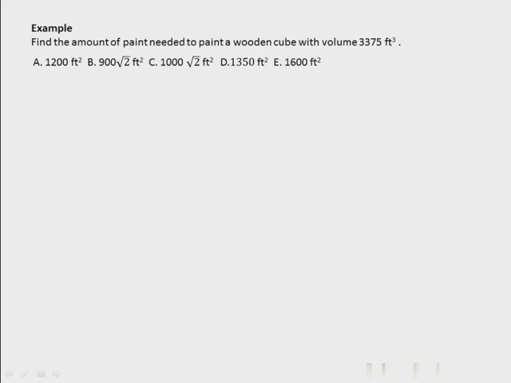Find the amount of paint needed to paint a wooden cube with volume 3375 feet cube. Amount of paint needed. So what are we talking about? The amount of paint needed is needed to cover the cube. So it has to cover all the 6 squares that make up the cube. Essentially, we need to find out the surface area of the cube. So find surface area given volume.